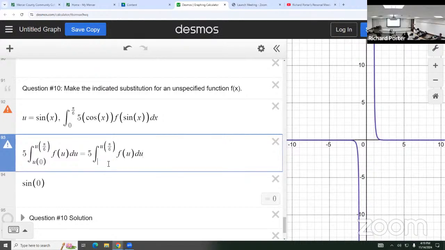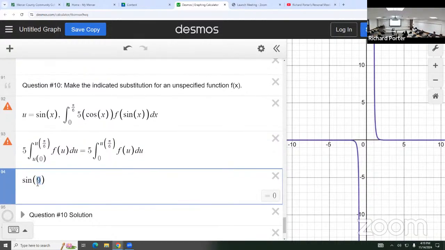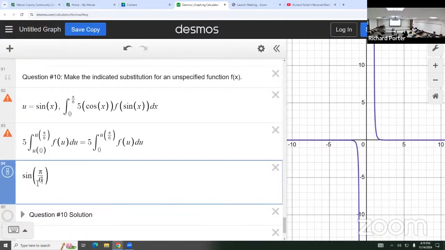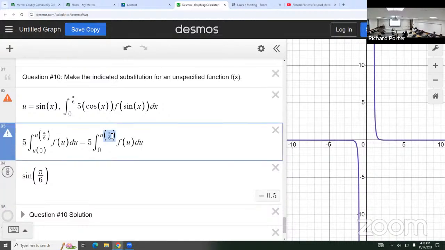So what's U of pi over 6? I don't know. I used to know. It's a half, but I want to put it in here anyway. It's a half. Or the square root of 3 over 2.